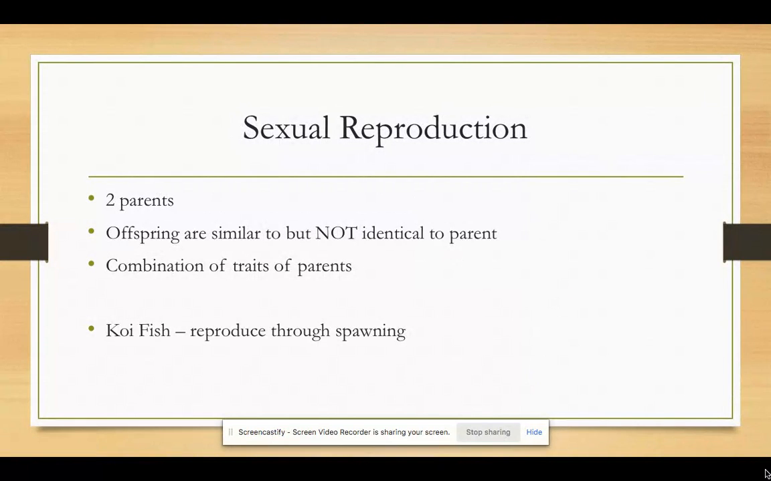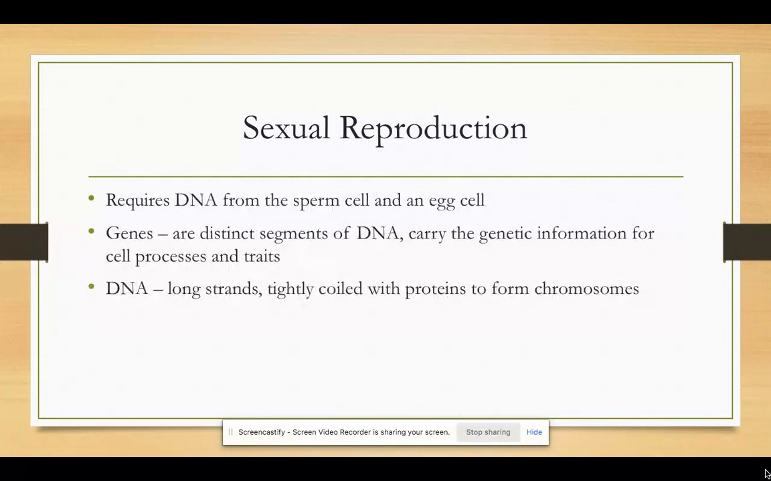The next is sexual reproduction. This involves 2 parents and your offspring are similar but not identical to each parent. They include a combination of traits from both parents. In our fish, we reproduce through sexual reproduction in the process called spawning. Sexual reproduction requires DNA from your sperm cell and your egg cell. So they combine. And that DNA is carried on your genes. These are distinct segments of DNA that carry the genetic information for your cell processes and traits.